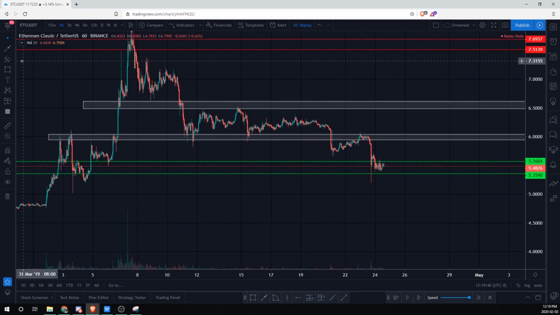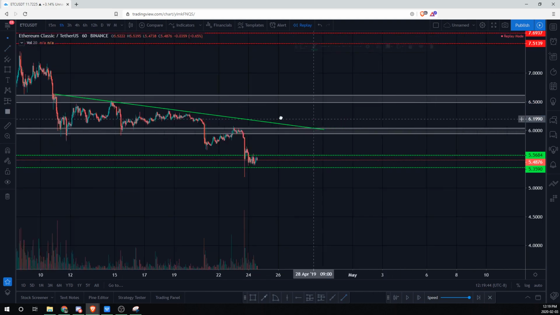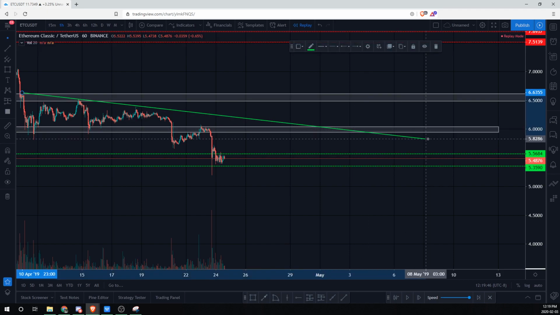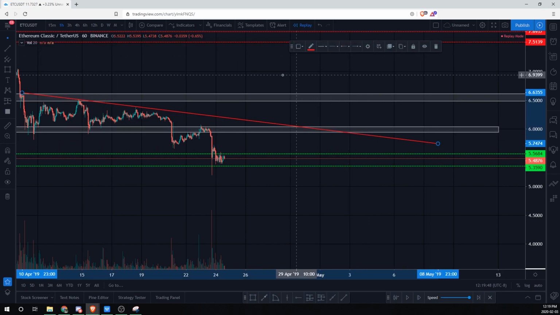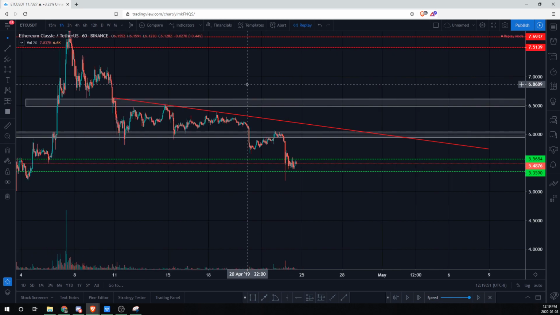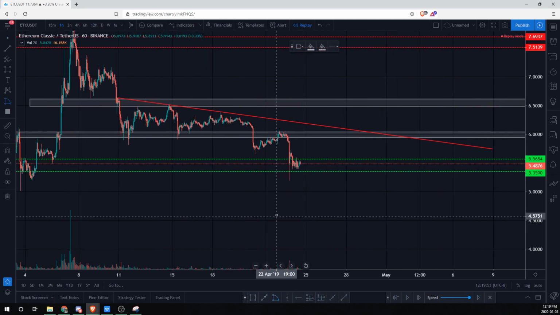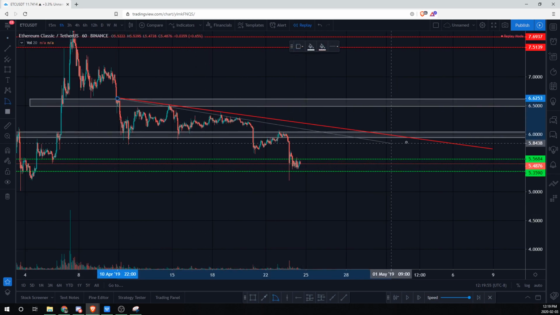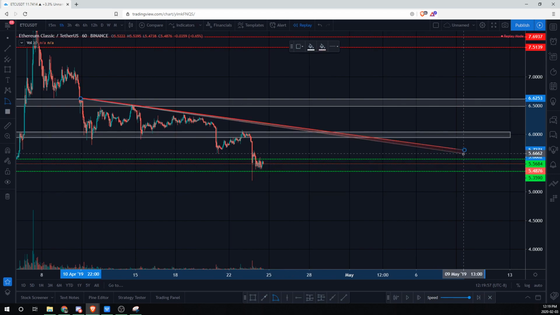And let's just look at the trend lines that we could be drawing. I think the first one would be here. It's a little bit wider on the chart, but that is our first descending trend line that we can identify on the chart. And let's just put a projection on there. So this guy here, like so.